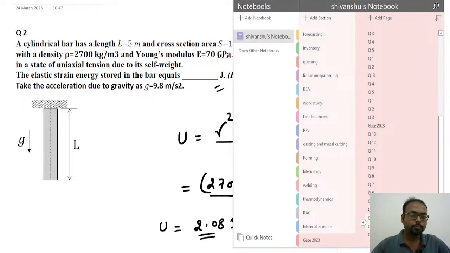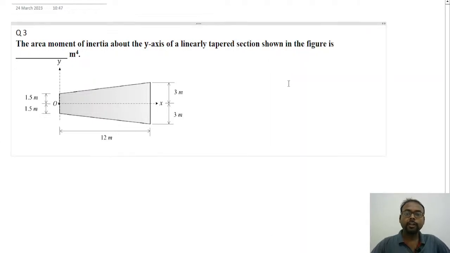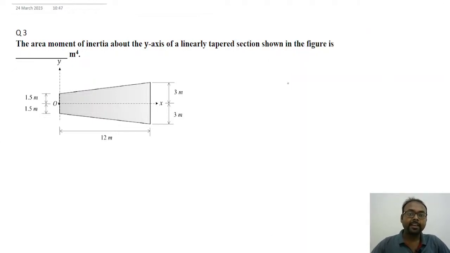So this is the final value of U that we have to find out here. Now the next question, that is question number 3. Question number 3 is: the moment of inertia about the y-axis of the linearly tapered section as shown in the figure, in meter to power 4, we have to find out. So basically we have to find out the moment of inertia about this y-axis. So how can we find that out?